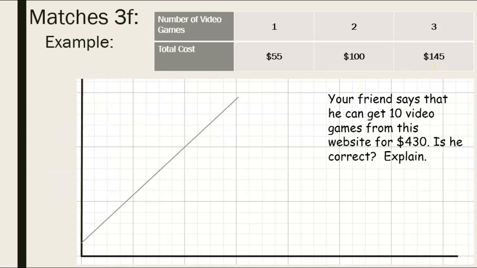If your friend says that he can get 10 video games from this website for $430, is the friend correct? Well, here's what we need to do. We need to make an equation.